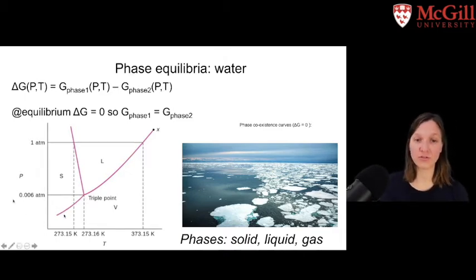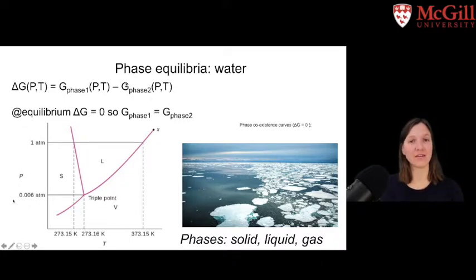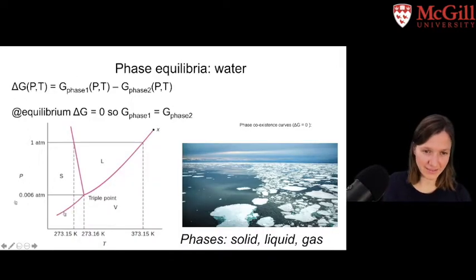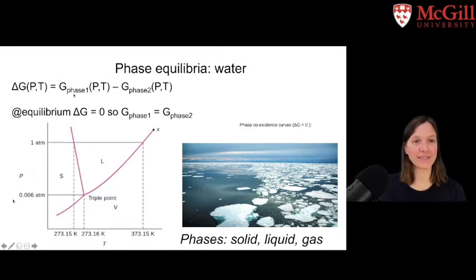For coexistence of two phases, the condition is that the Gibbs free energy in phase 1 is equal to the Gibbs free energy in phase 2. So as we go from vapor to solid, on the pink line, at this particular temperature and that particular pressure, what we have is Gibbs free energy for gas is equal to Gibbs free energy of solid, and the delta G at coexistence is 0.